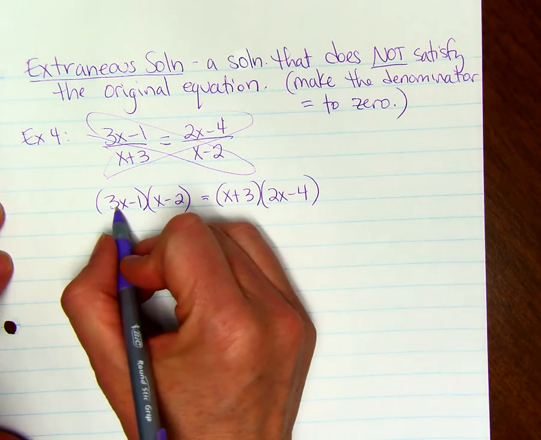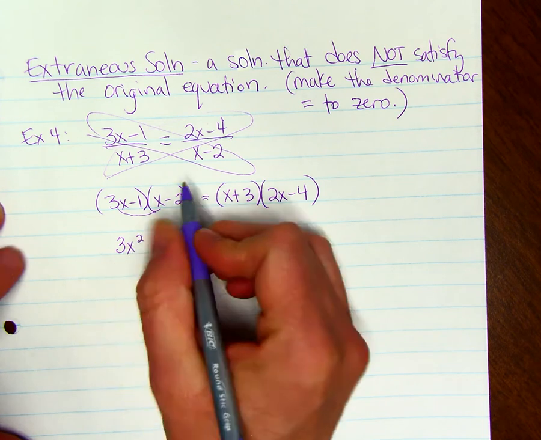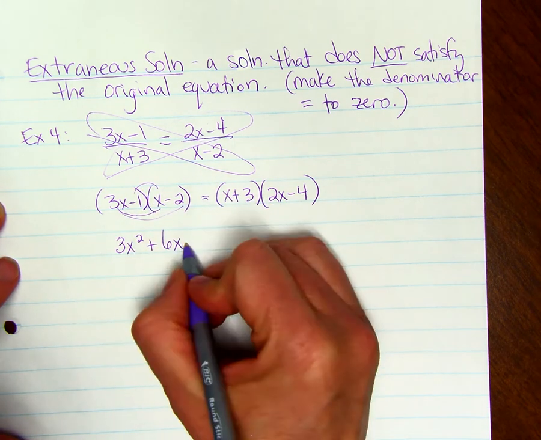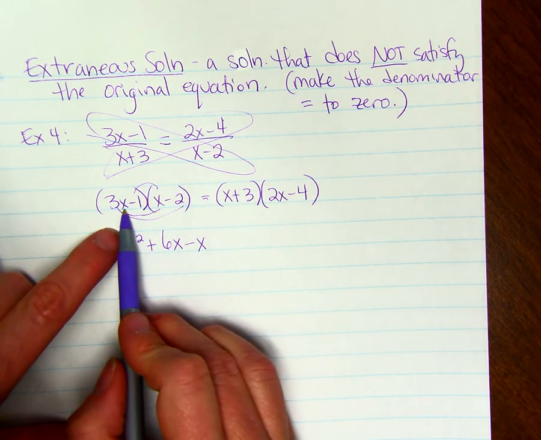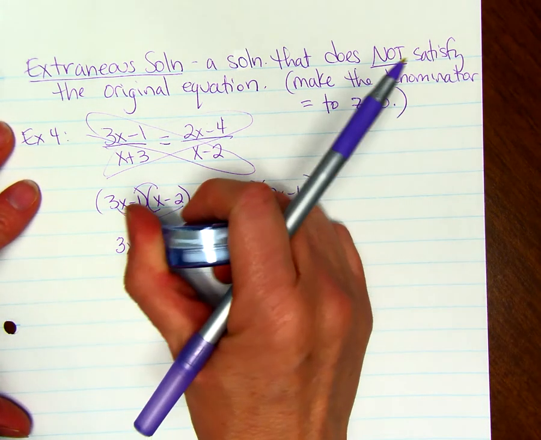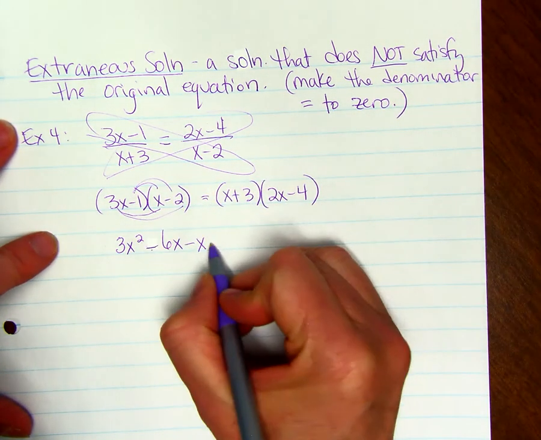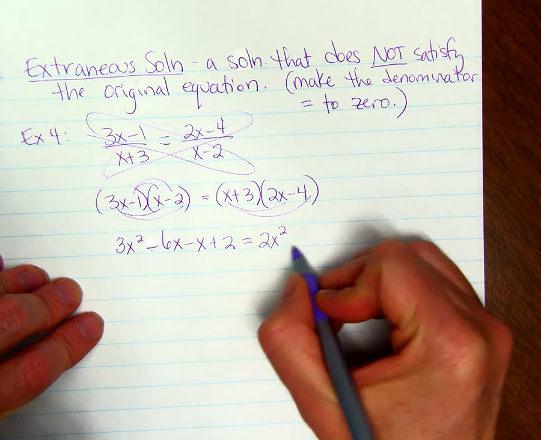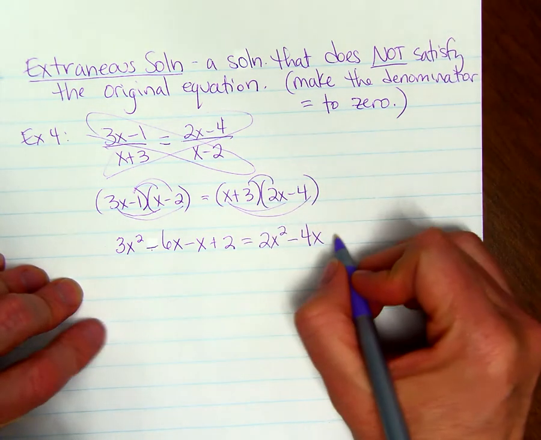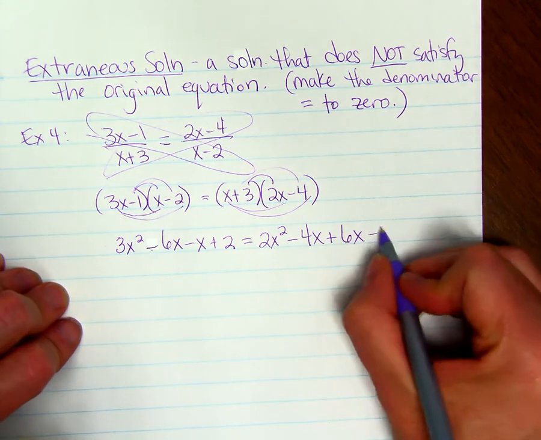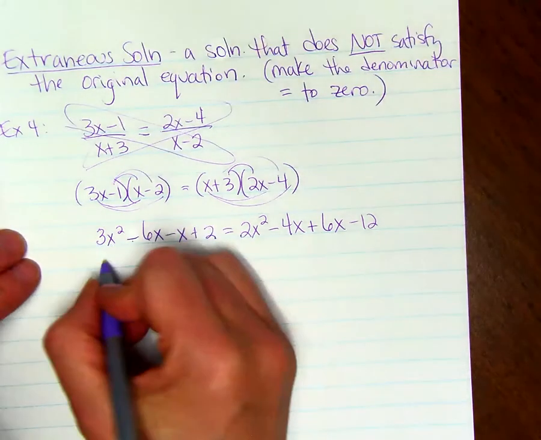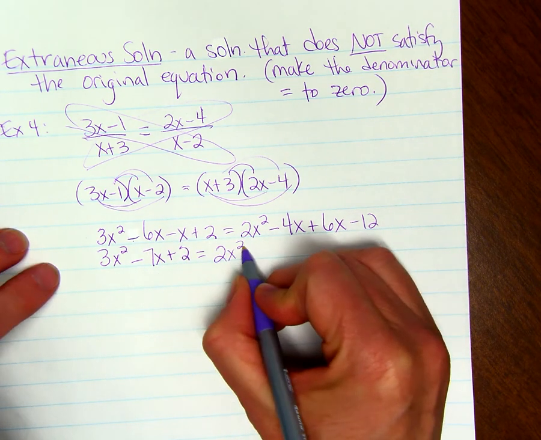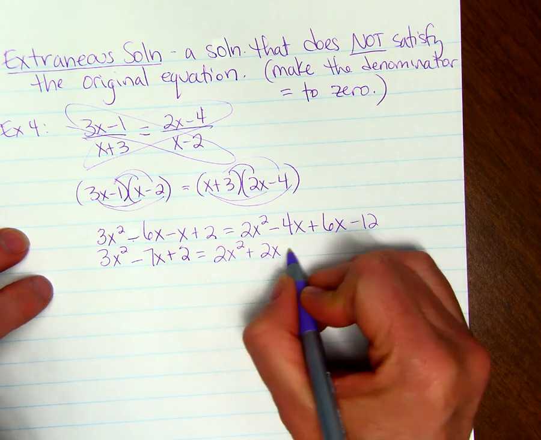So this one is, our first is 3x squared. Outside is negative 6x. Inside is negative x. And then the last is a positive 2. Equals, so the first here is 2x squared. Outside is a negative 4x. Inside is a plus 6x, and the last is a minus 12. So let's combine like terms. We have 3x squared minus 7x plus 2 equals 2x squared plus 2x minus 12.